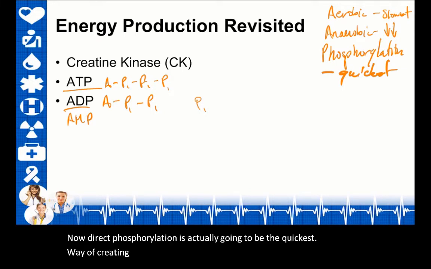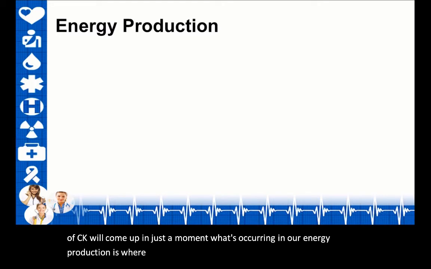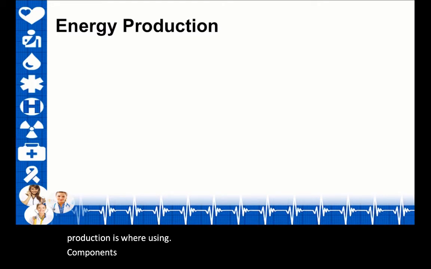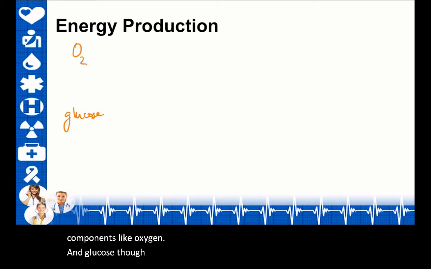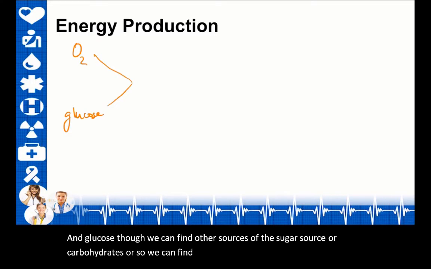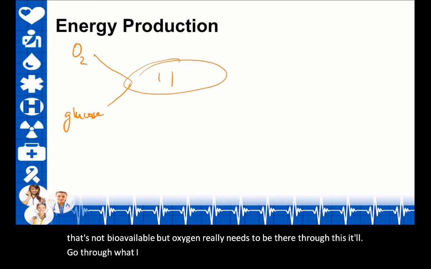So what's occurring in energy production, and the use of CK will come up in just a moment, is we're using components. Let's start first with aerobic respiration. We're using components like oxygen and glucose, though we can find other sources of the sugar source or carbohydrate source. We can find other sources to help us create energy if that's not bioavailable, but oxygen really needs to be there. Through this, it'll go through what I call the biblical loaf of bread. This is the mitochondria in all its drawings. It looks just like this.